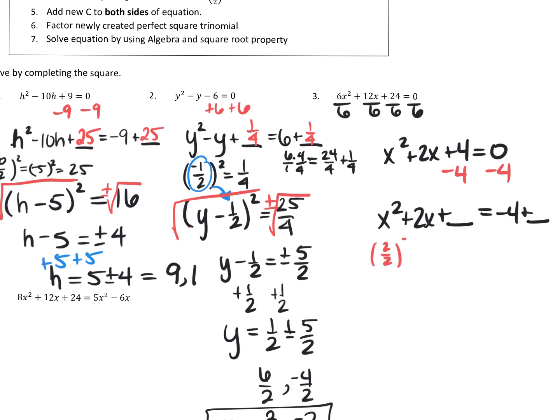2 divided by 2 squared is 1. So make sure I add it to both sides. That's why I get into the habit of writing that blank space on both sides, because that's the number one mistake students make, is they only add it to one side. So that gives me x plus 1 squared equals negative 3.